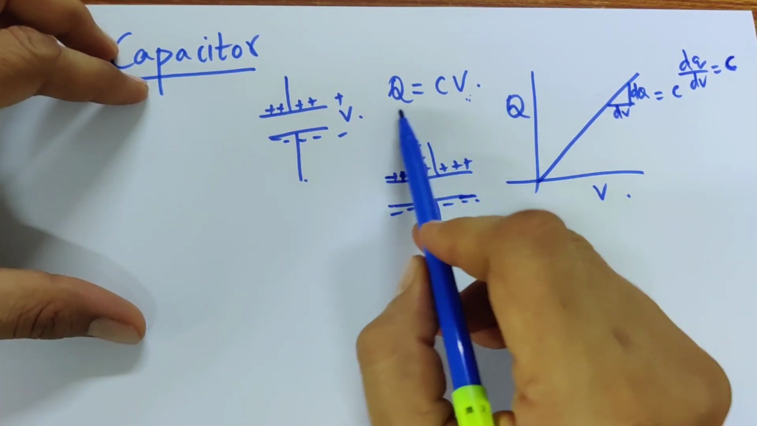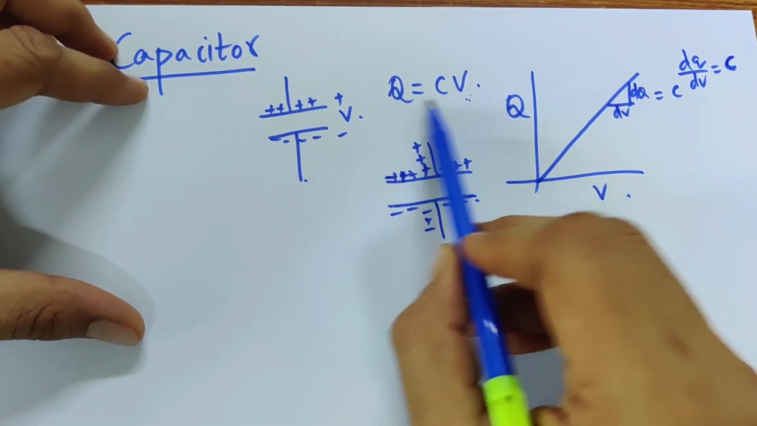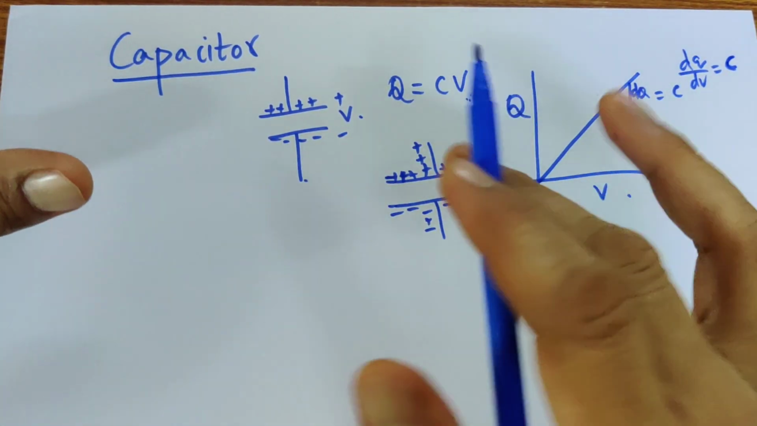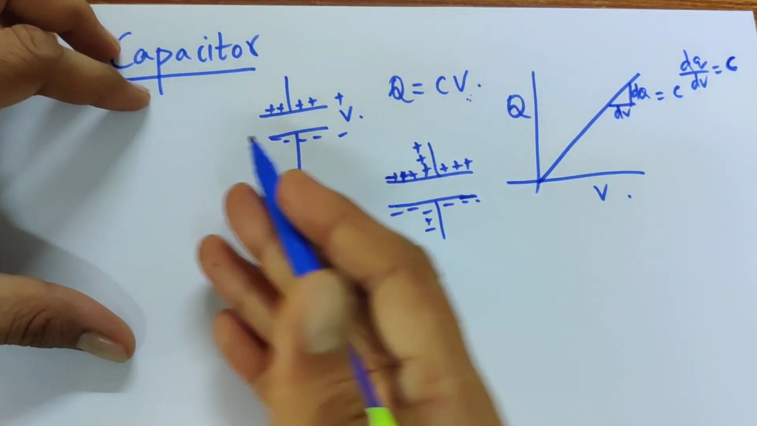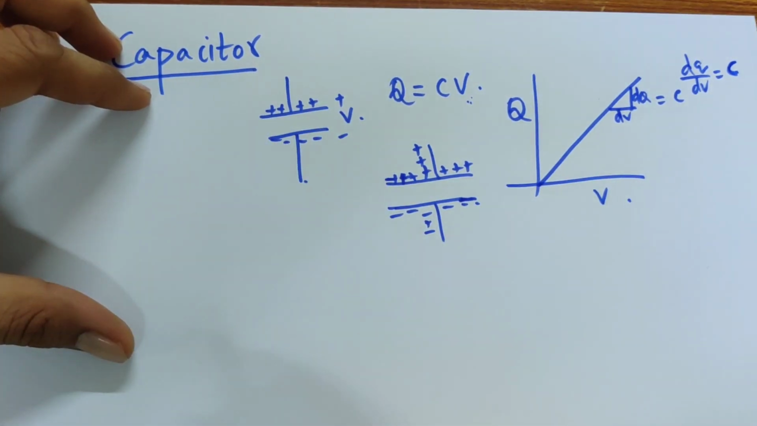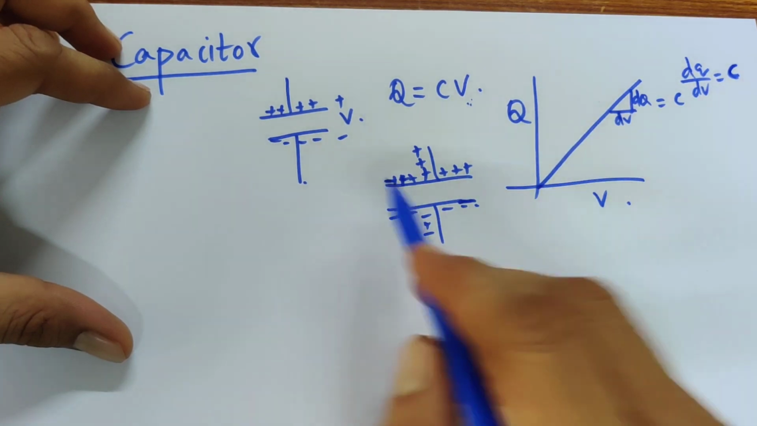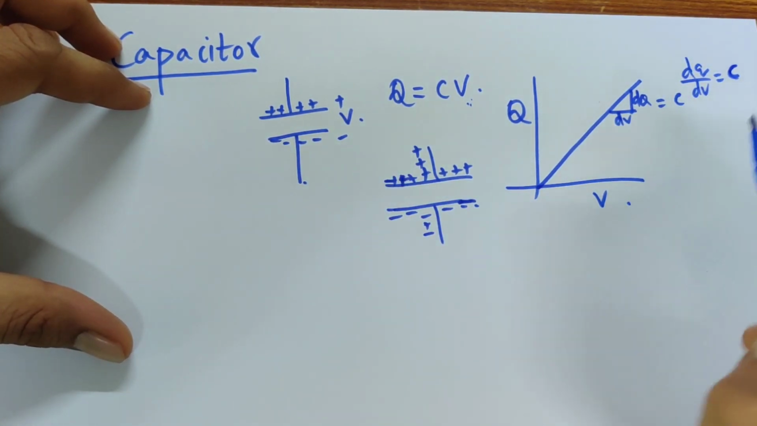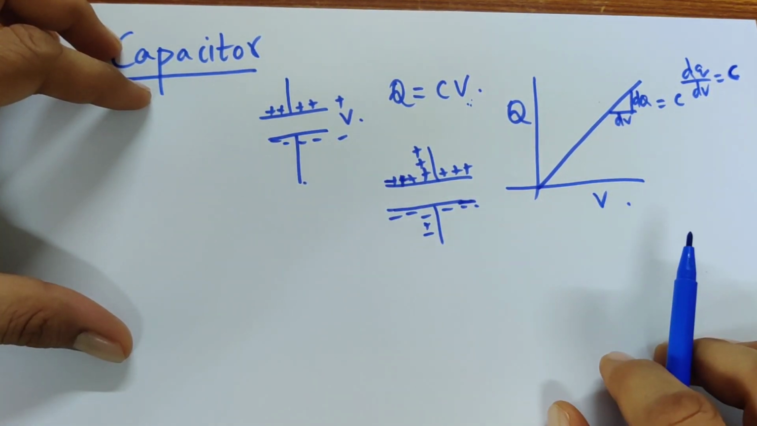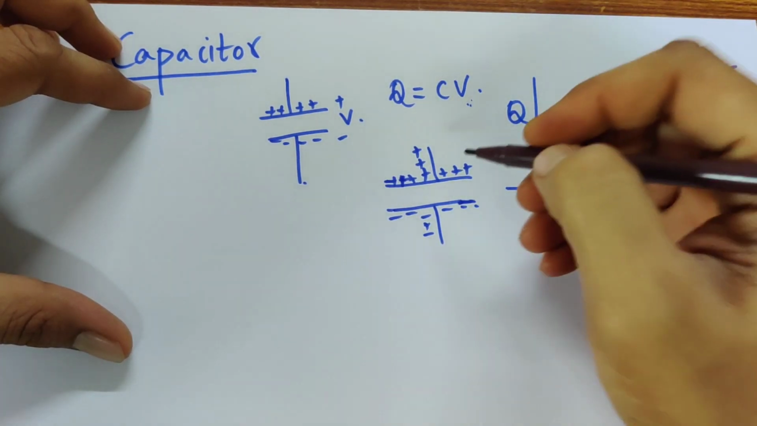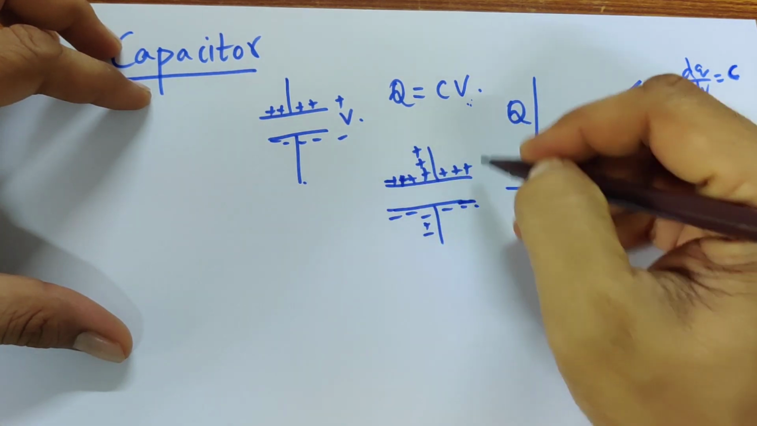If I take a derivative of this and assume C is constant, which you may not always be able to assume, but I am taking a nice linear simple parallel plate capacitor, then the derivative of charge divided by the derivative of voltage gives me the capacitance.